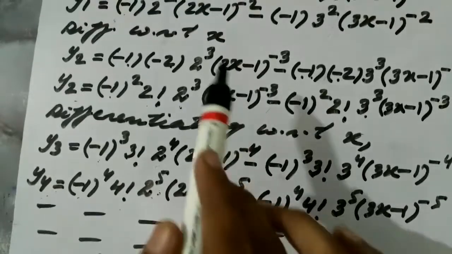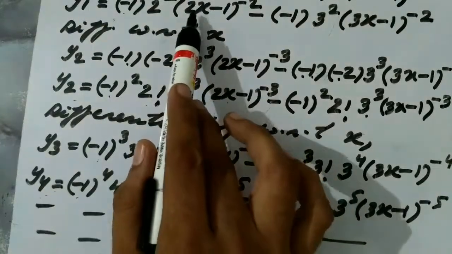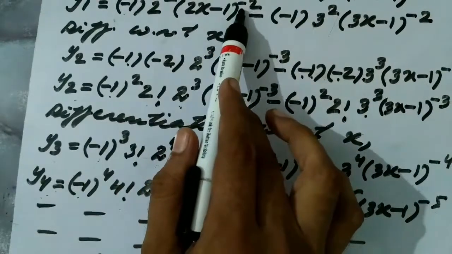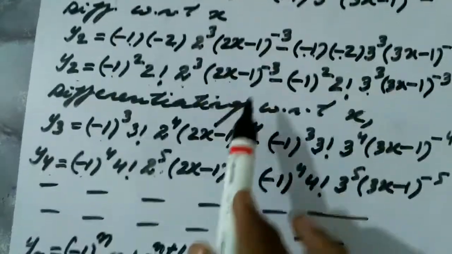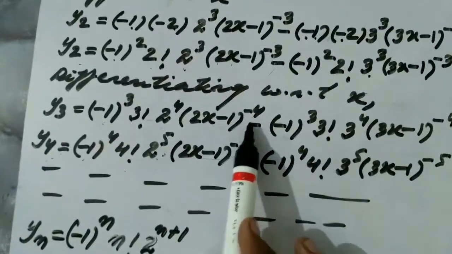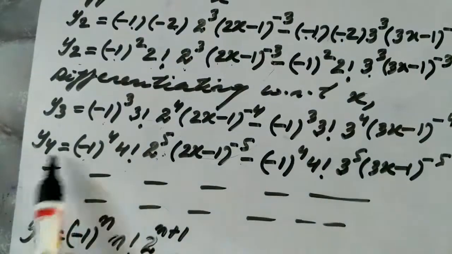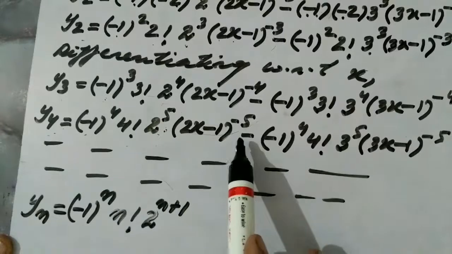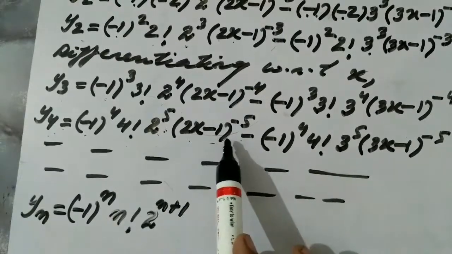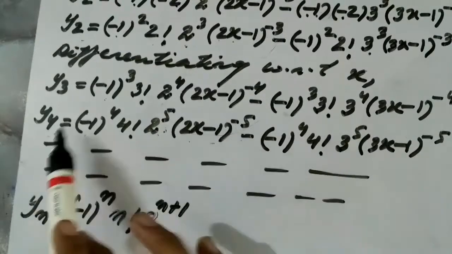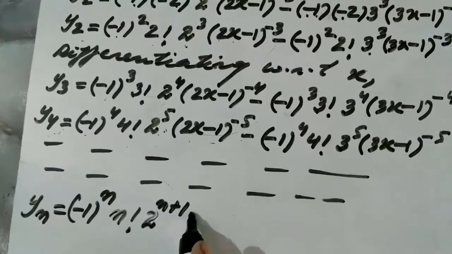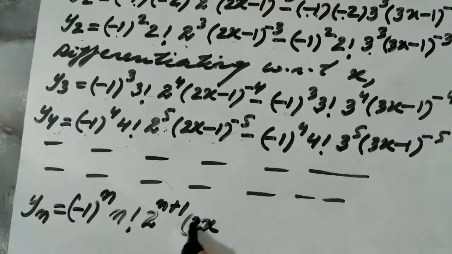Now let us take the analogy of the bracket 2x minus 1. Its power is minus 2 in the first differential, minus 3 in the second differential, minus 4 in the third differential, and minus 5 in the fourth differential. That is, the power of the bracket 2x minus 1 is the negative of the successor of the order of the differential. So in the nth derivative it must be (2x minus 1) raised to the power minus (n plus 1).